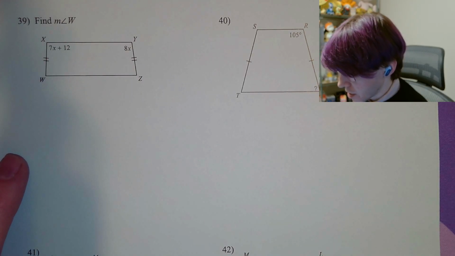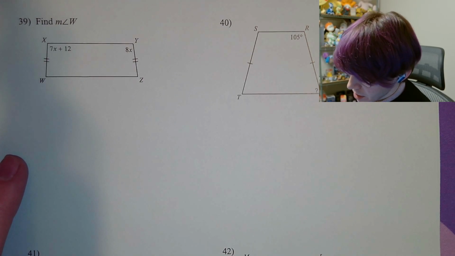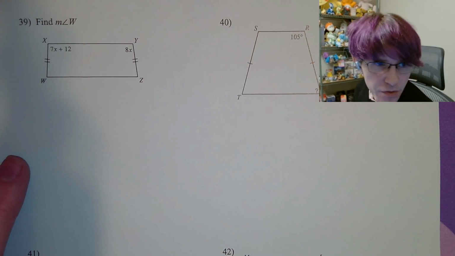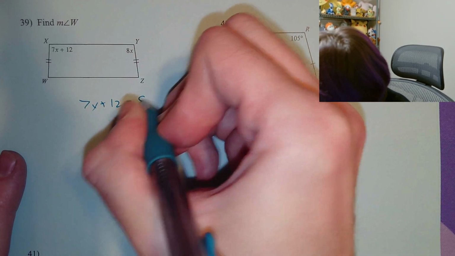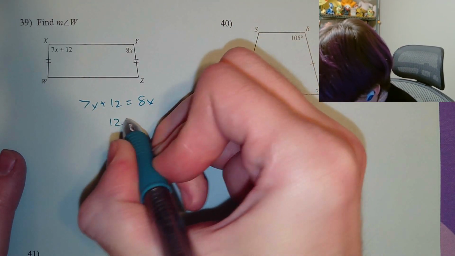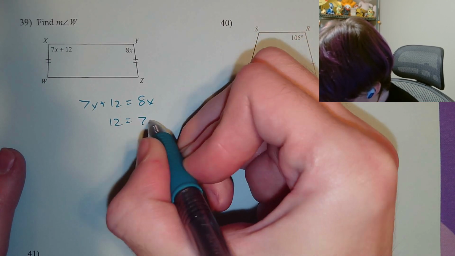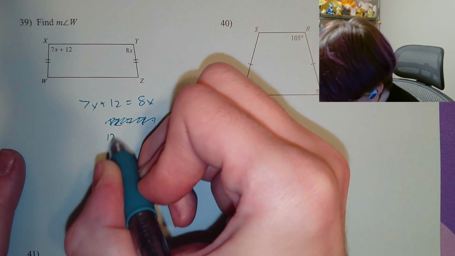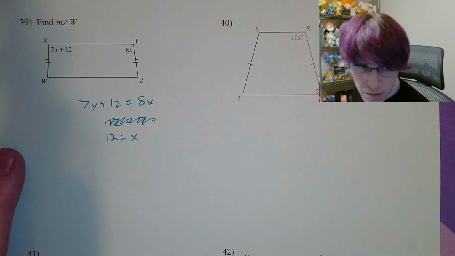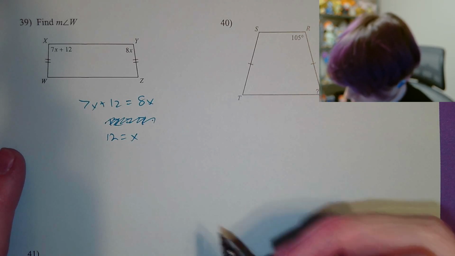Isosceles trapezoid, in an isosceles trapezoid, the base angles are going to be the same again. So we have 7x plus 12 is equal to 8x. I'm going to subtract 7x on both sides. Makes more sense in this problem because we already have that constant there. And oh my gosh, 12 is equal to x by itself. 8 minus 7 is 1. We don't have to do anything else.